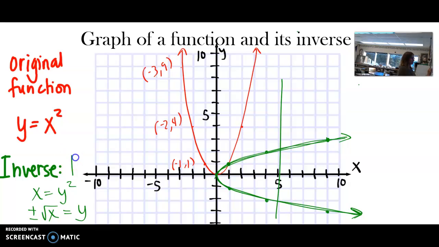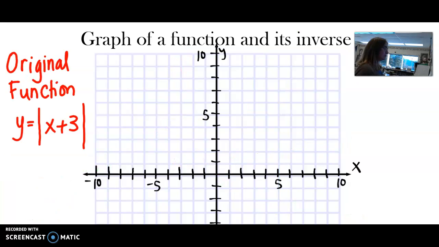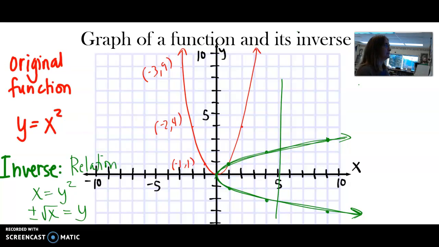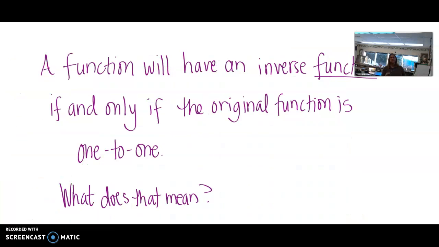So it's called an inverse relation versus an inverse function. In order for a function to have an inverse that is also a function, the graph of the original, the red graph here, has to pass what's called the horizontal line test. The original function has to be what's called 1-to-1. So a function will have an inverse function if and only if the original function is 1-to-1.